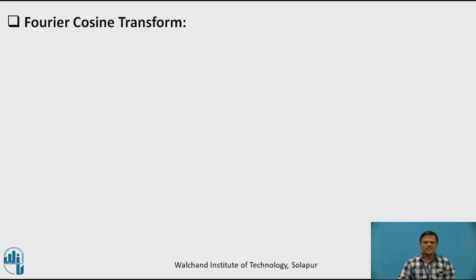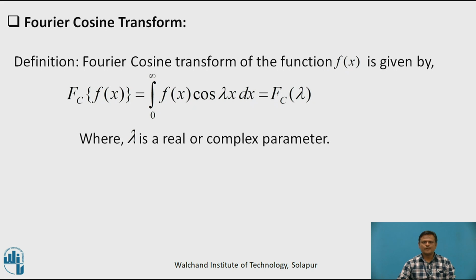So let's see the definition of Fourier cosine transform. The Fourier cosine transform of the given function f of x is defined as the integral from 0 to infinity of f of x into cos lambda x dx. We denote it by the notation capital Fc of lambda. Here, lambda is a real or complex parameter.